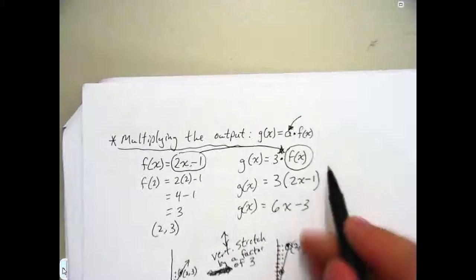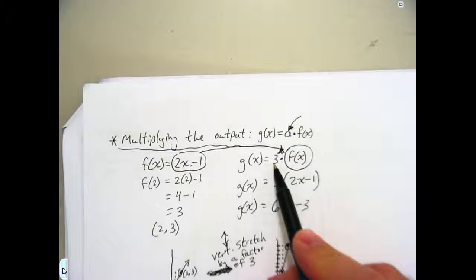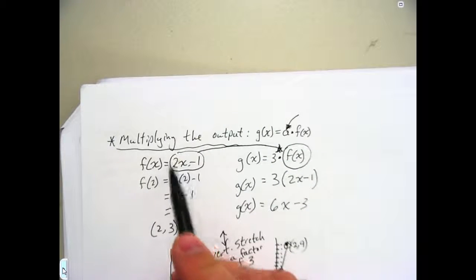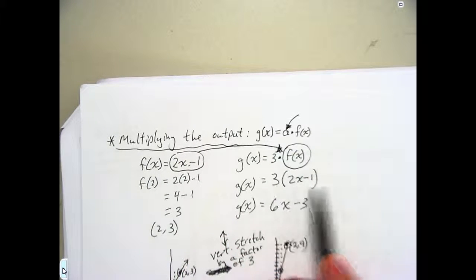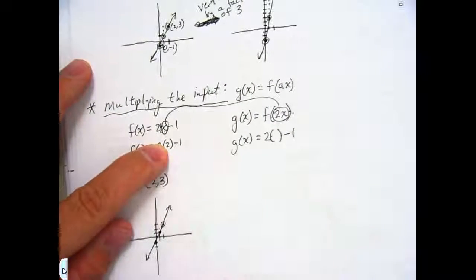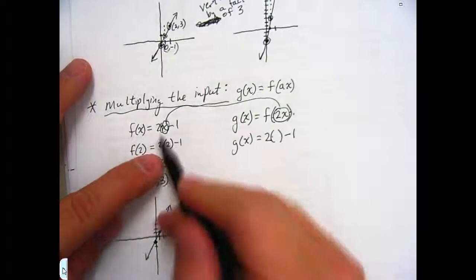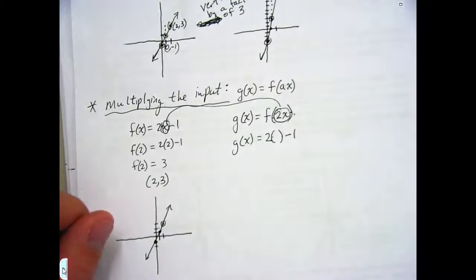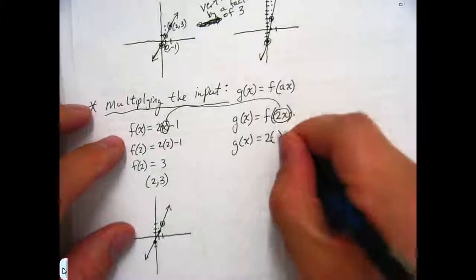Versus up here, was the 3 in the parentheses? Nope, so it goes on the outside of this. So 3 times 2x minus 1. Okay, so it might be a way for you to remember: if you just automatically put parentheses around your variable. Okay, so this 2x goes right here.